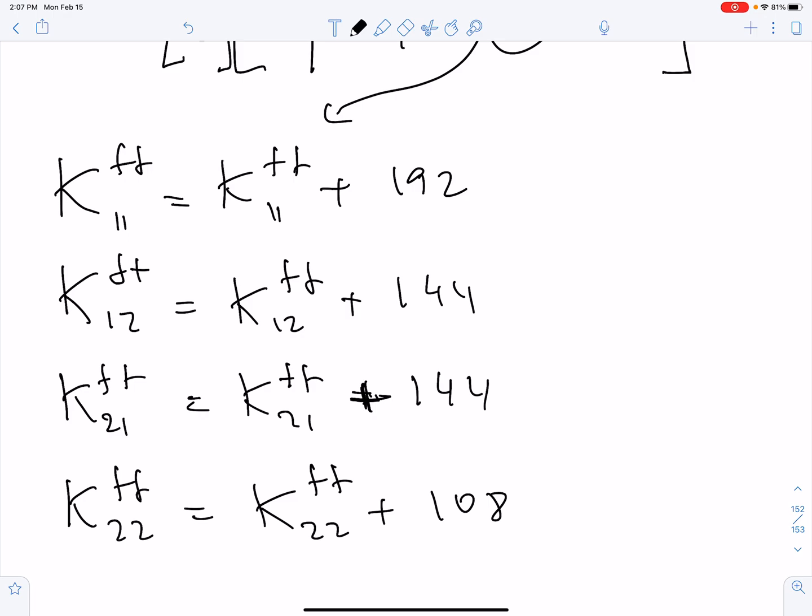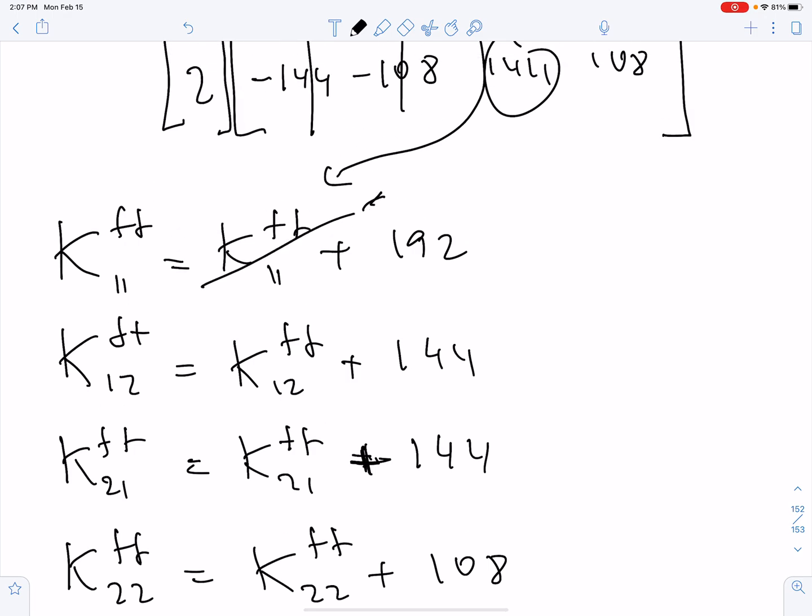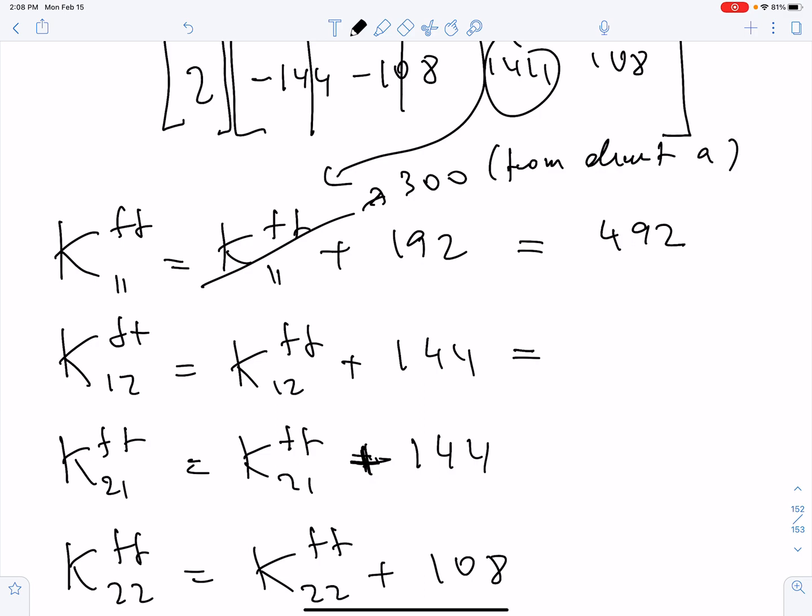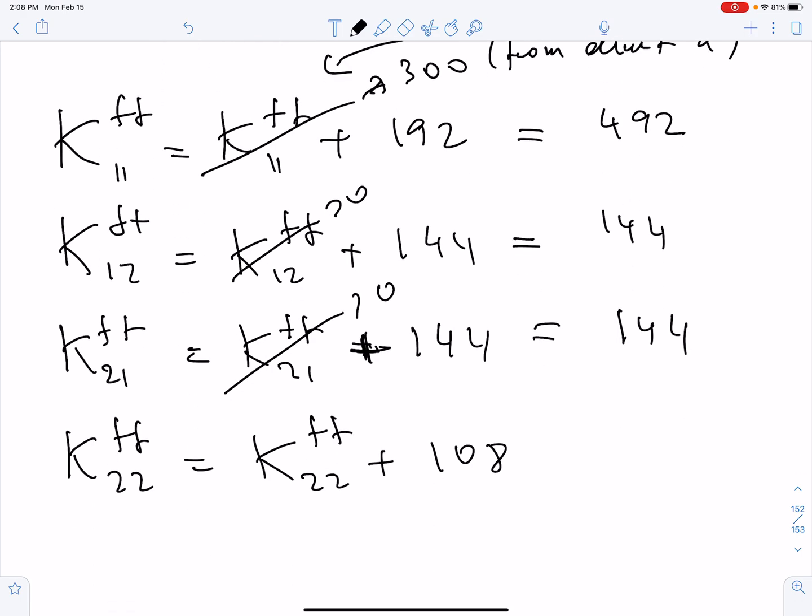Okay. Now, what do we remember? From element A, KFF 1, 1 was already 300. Okay, so the end result is 492. This is from element A. Okay, so you see how the elements couple together to produce the entries of the structural stiffness matrix. KFF 12 was 0, so all I get is 144 here. This was 0, so all I get is 144 here, and K22 was also 0. Okay, and all I get is 108.